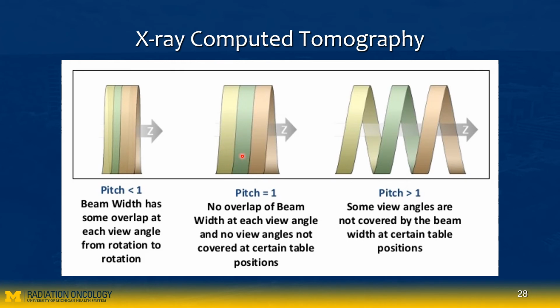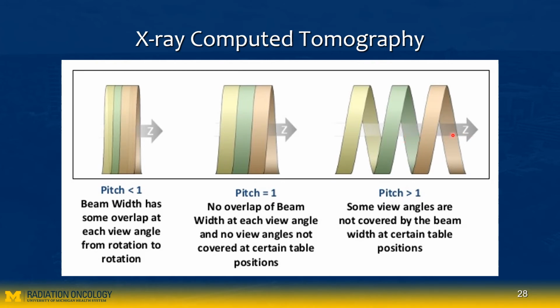Okay, so here's another explanation. When I say pitch is 1, there's no gap between this fan beam covering the whole body. As it rotates around the patient, there's no gap. The X-ray fan beam will cover the entire body. However, when pitch is bigger than 1, that means some view angles, meaning that when the X-ray rotates around the patient, some angles will not be covered by the beam width at certain table positions.